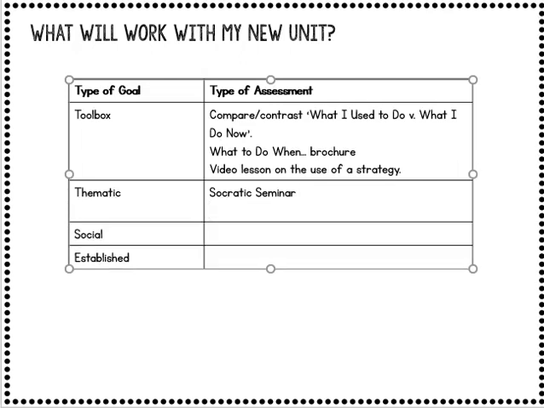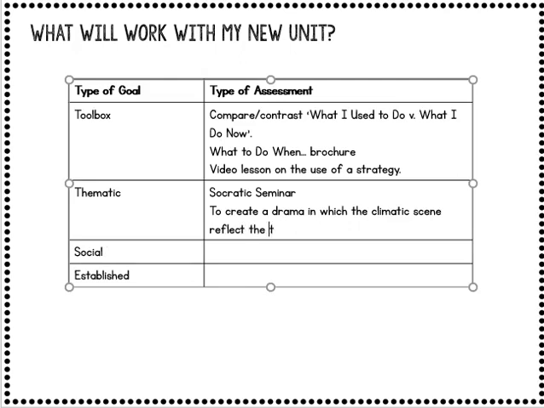Another thing that might be fun, but wouldn't pair well if they're already doing a project for the toolbox goal, but if I decide to do the paper for the toolbox goal, then I can do a project for my thematic goal, and that is to create a drama, a one-act play, a sitcom, something like that, in which the climactic scene reflects the theme, hubris creates consequences. That also lets me slide in a little bit of story elements into what I'm doing. Okay, that would be a lot of fun too.